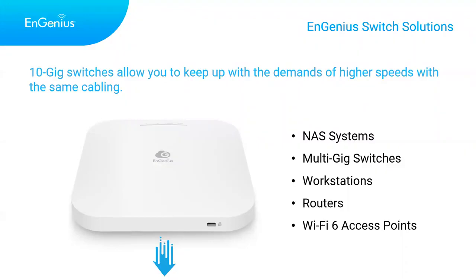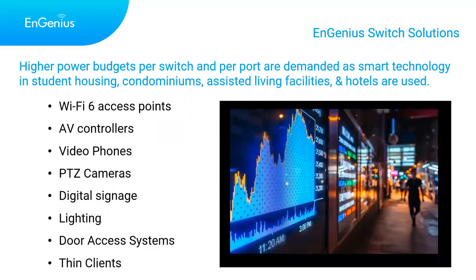So we're running into more situations where you need more speed for the individual devices that you're connecting to. So you want to keep that in mind when you're doing your multiple deployments. And this is part of the reason why you need 10 gigabit switches and multi-gig switches. The other side of that is higher power budgets per switch and per port are demanded as smart technologies in student housing, specifically condominiums, assisted living, and hotels are used.